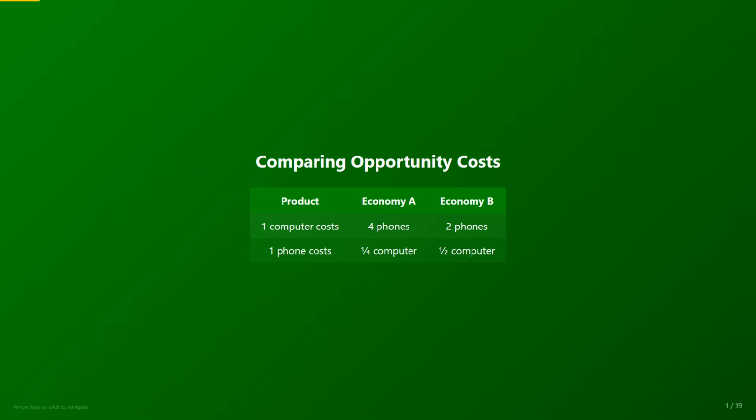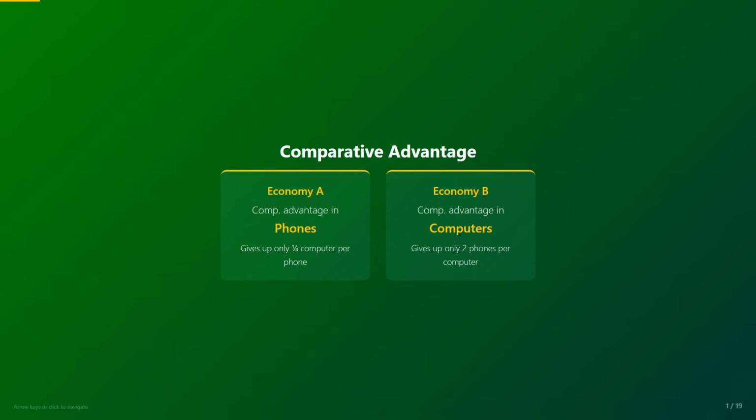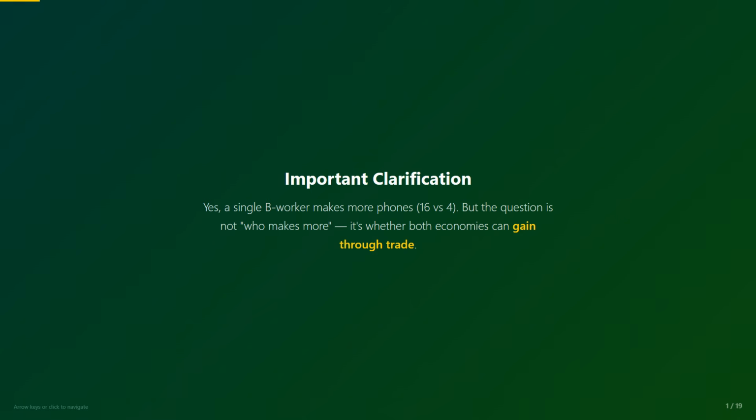Now, someone might ask, if I want only phones, economy B is better, since it produces 16. That's true. But that's not the question. Our question is, if both economies want to consume both products, can they improve their situation through trade? And that's what we're going to prove. Okay, so we've identified comparative advantage.